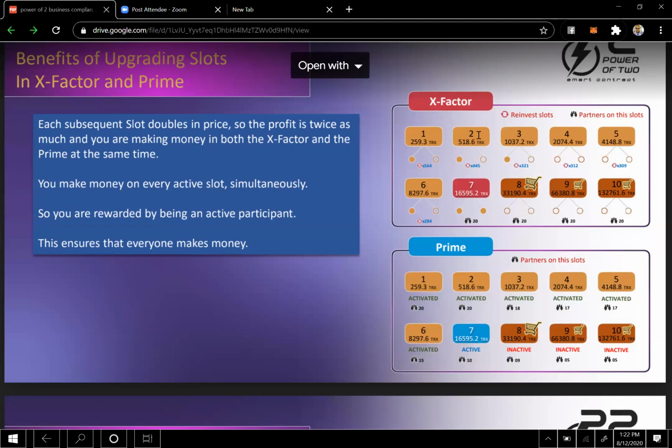Now, if you fail to upgrade in X Factor, let's just say I bring Barry into the business and I fail to upgrade to level two, and Barry goes ahead and upgrades before me. Guess what? I might miss money over there, but in the next cycle, when I upgrade, I'll gain it back. Okay, that's how the X Factor works.